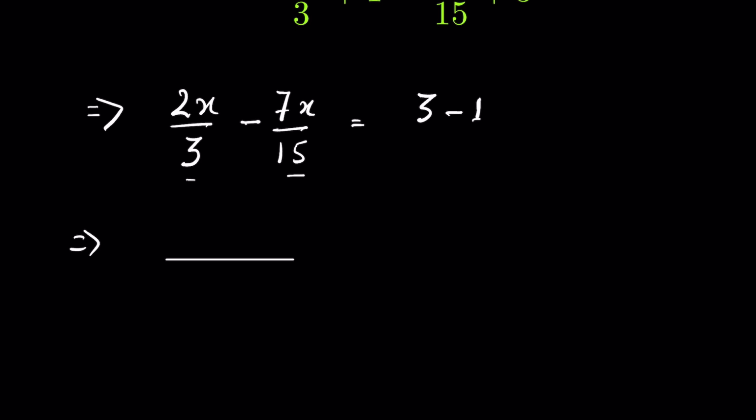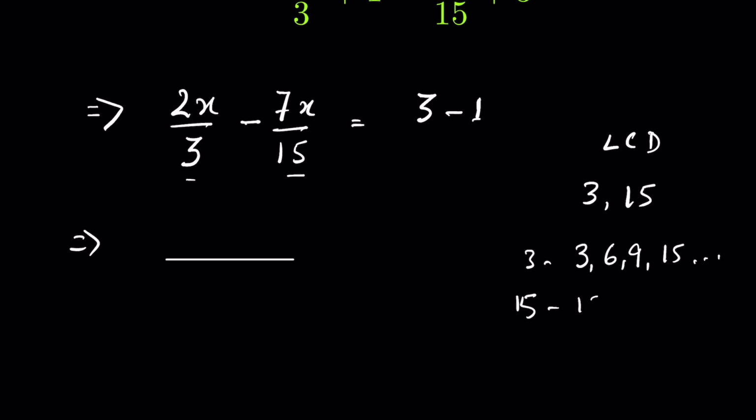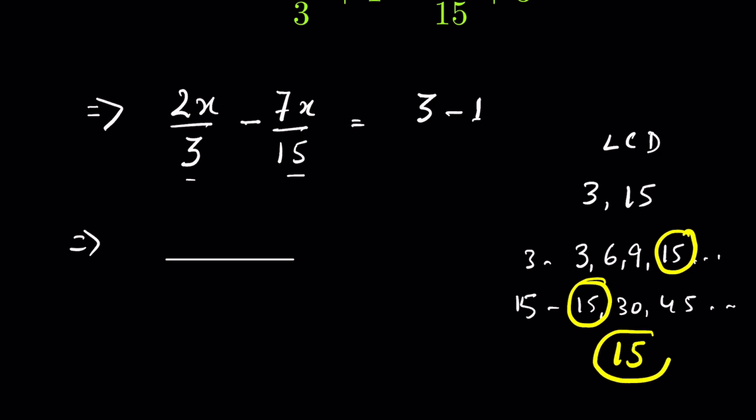To solve this, we have to get a common denominator. To get the common denominator, we find the LCD or the least common denominator of 3 and 15. So for the least common denominator of 3 and 15, list the multiples of 3. There is 3, 6, 9, 12, 15 and so on. Then list the multiples of 15: 15, 30, 45 and so on. Among these multiples, the smallest number which is common in both of them is 15. So 15 is the least common denominator. So this is one method of finding LCD.